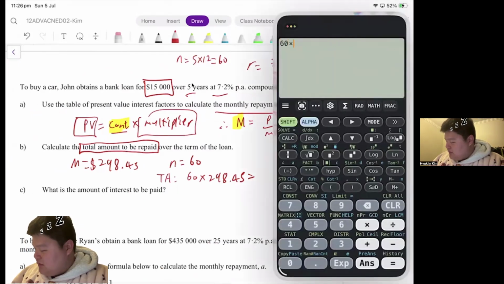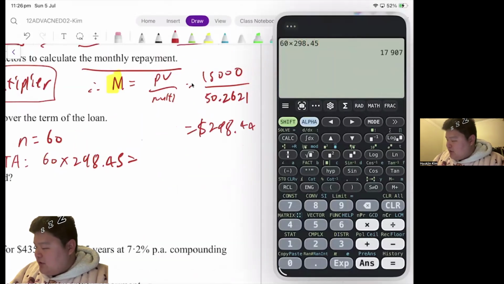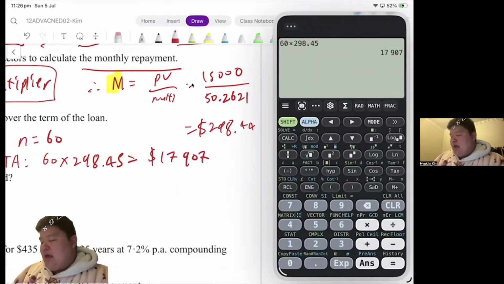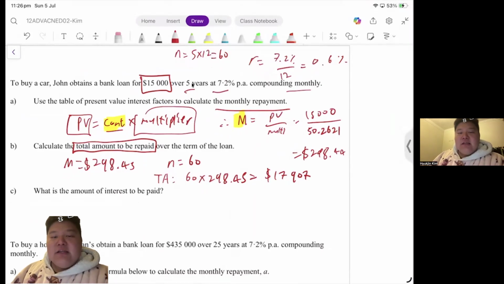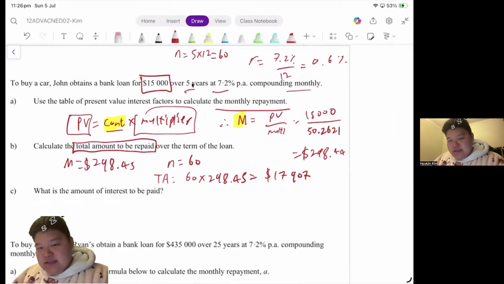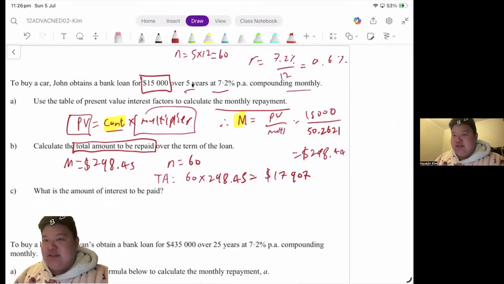60 times 298.45. So now this person has actually paid $17,907 as opposed to $15,000. So only in 5 years, we've made $2,907 worth of interest. So you want to make sure if you're borrowing money from a bank, you're buying it for a good reason.